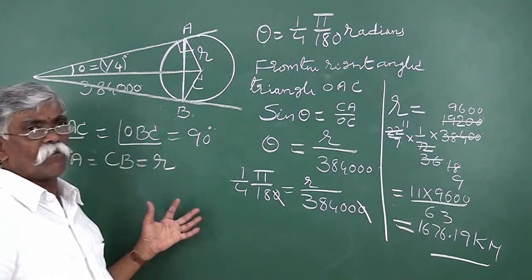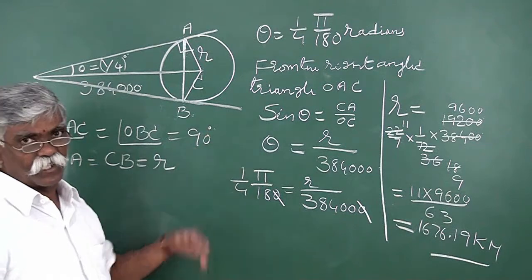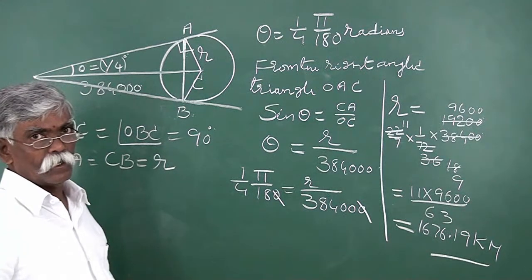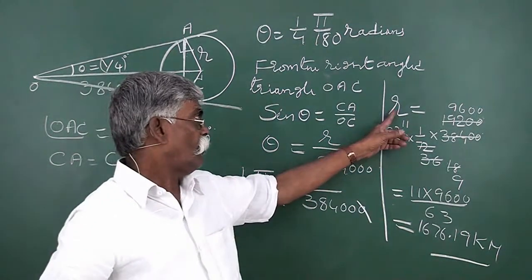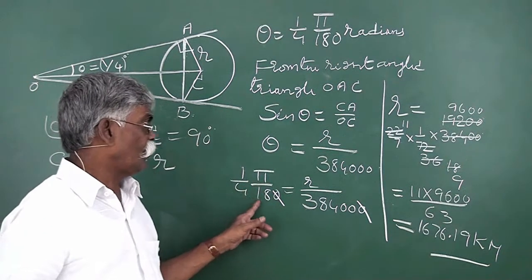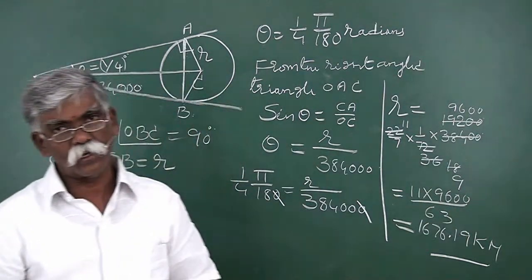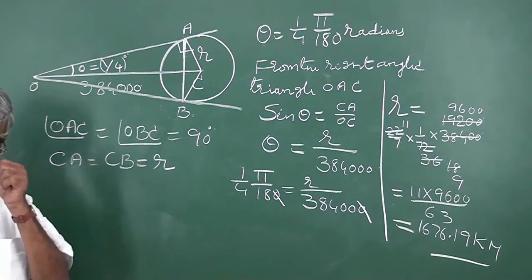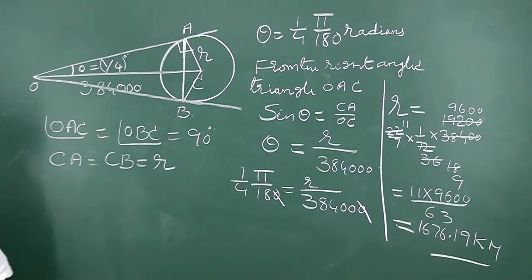And in smaller values of theta, sin theta is given as theta, therefore theta is pi by 4 into 180 radians is equal to R by this one. So now R is equal to, this is 22 by 7, 4 into 18 becomes 72, and this comes on this side. And further simplification, the answer will be 1676.19 kilometers. That means 1676.19 kilometers.